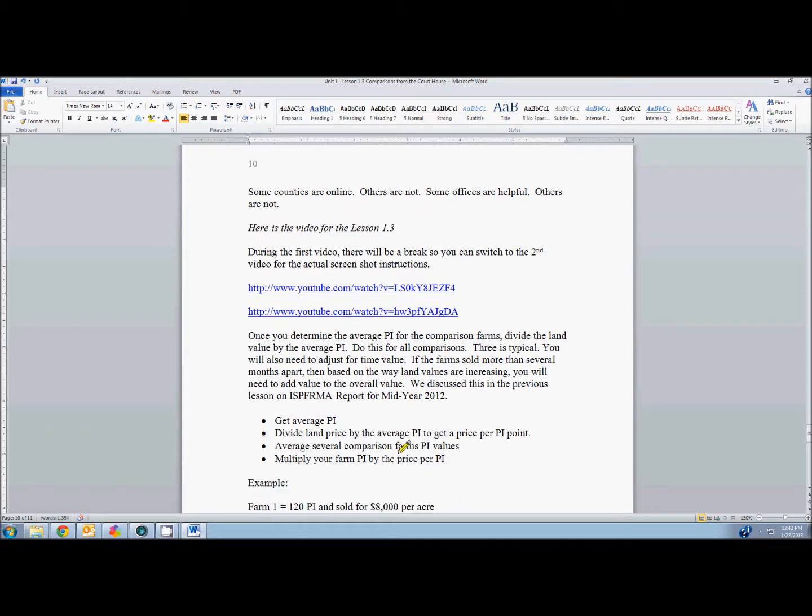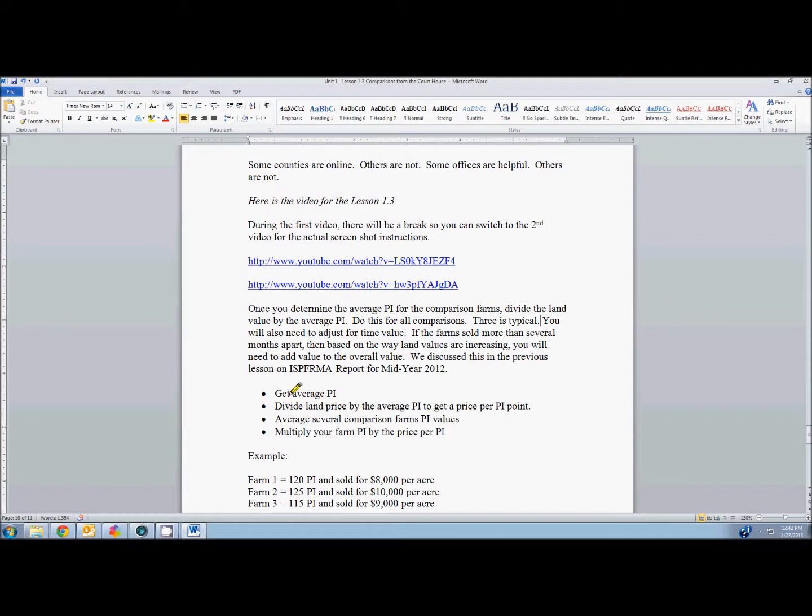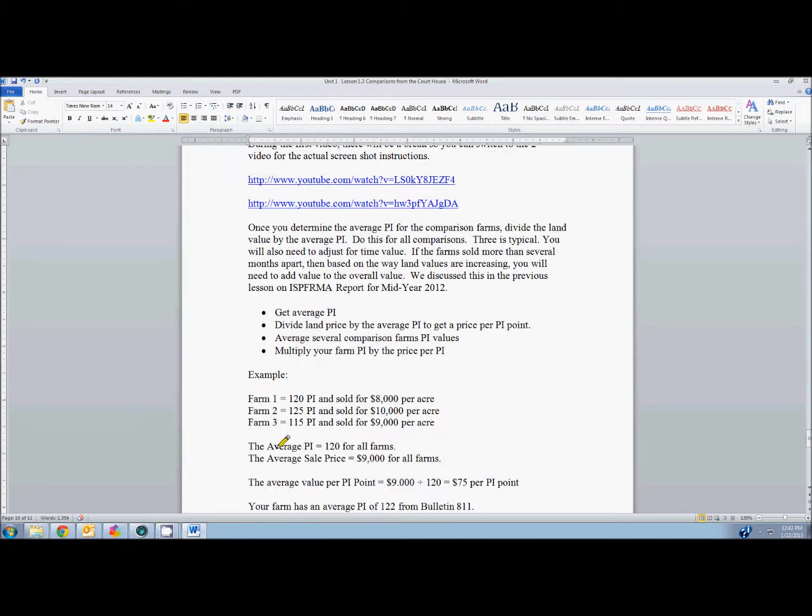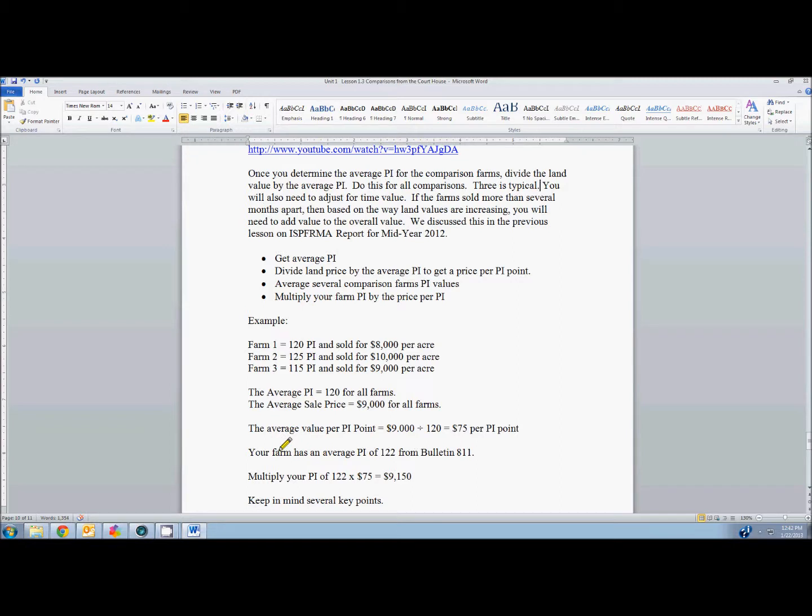Okay, so what we're going to do next then is to get the average PI for the farms, divide the land price by the average PI to get your average price per PI point. You want to average several comparison farm PIs together and multiply the farm PI by the price per PI. Here's the example that we're looking at.